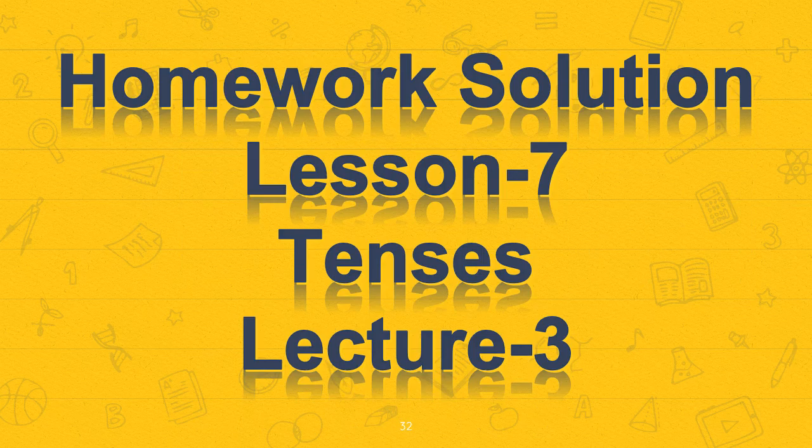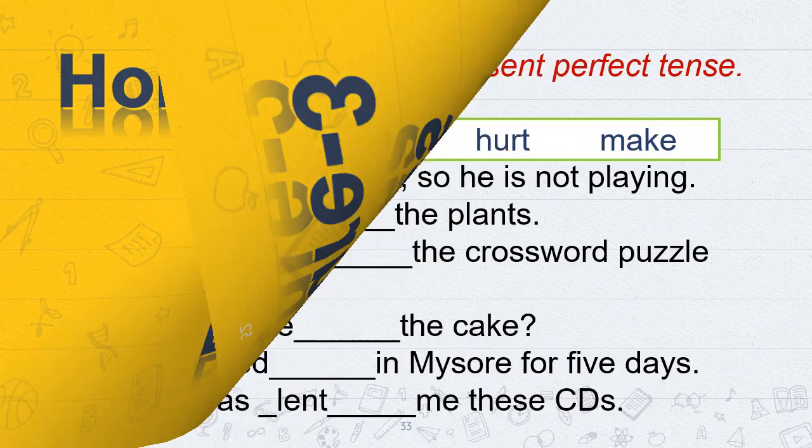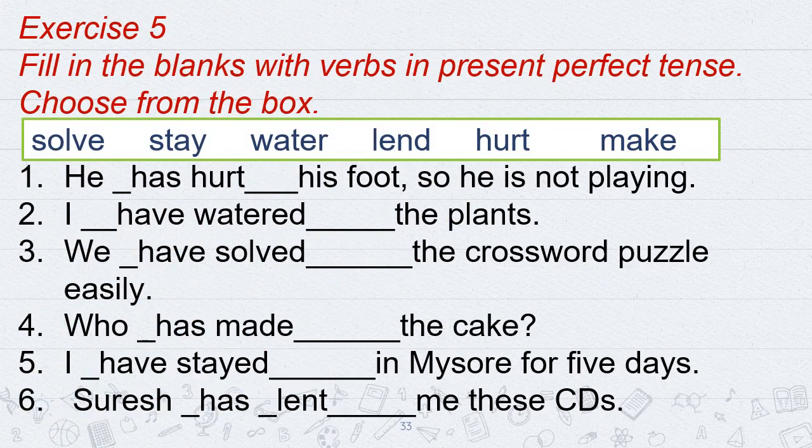Now we shall discuss the homework solution of lesson number 7 tenses, lecture number 3. So the fifth exercise of your book is fill in the blanks with verbs in present perfect tense. Choose from the box. So in present perfect tense we will use has/have plus V3, that is verb third form. So the first sentence is he dash his foot so he is not playing. The answer will be he has hurt his foot. Why has? Because my subject is singular.